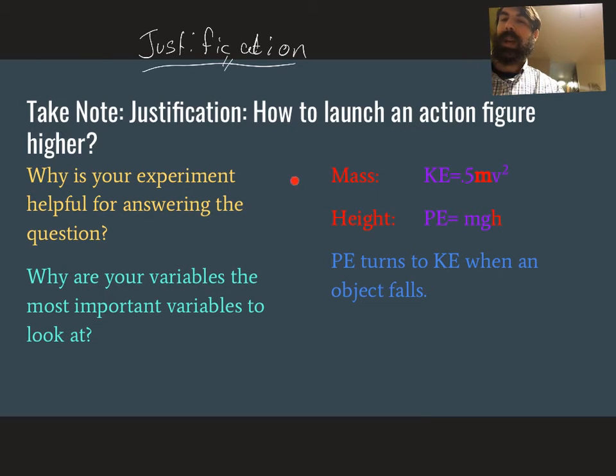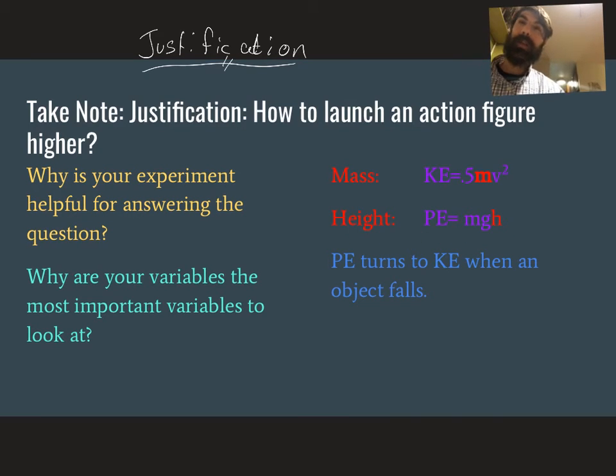Well, keep in mind what we know about energy. We know that potential energy turns to kinetic energy when an object falls. And we know that in both cases, mass is a variable. It's a variable for kinetic energy. Kinetic energy depends on mass. So does potential energy. And height. Potential energy depends on height as well.